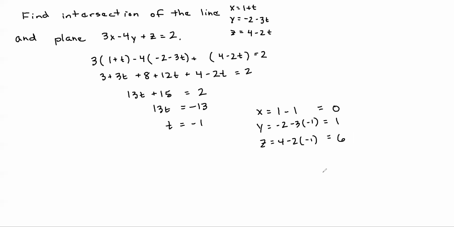A good question might be, what happens if they don't intersect? How could you tell if a line and a plane did not intersect? Well, what will happen is if you go through and plug this in, then you'll get no solution. So you will not end up getting a t value if it is not possible. Okay, so that's how you go through and find the intersection of a line and a plane.